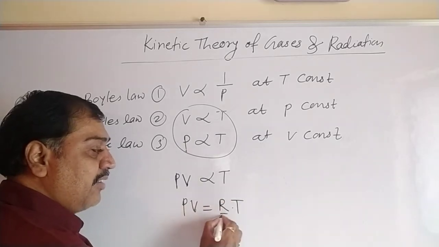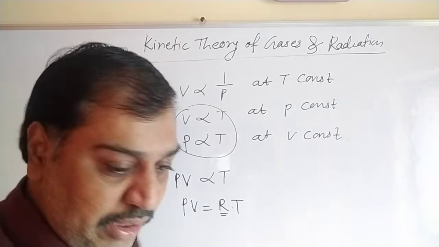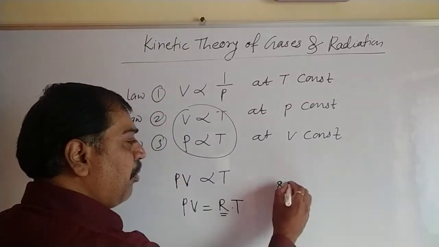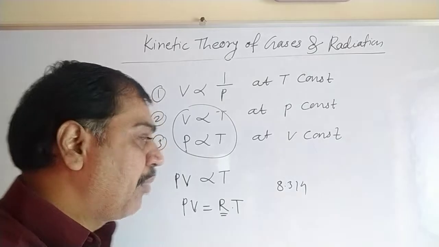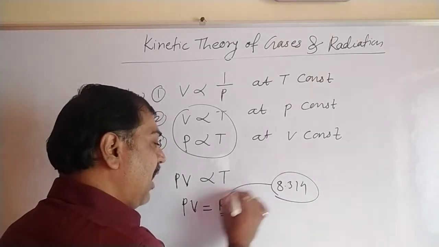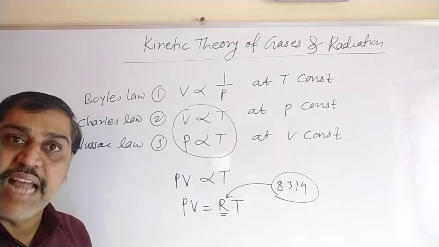This T, and this R is called the universal gas constant, and we know its value, as they have mentioned, 8.314 joule per mole per degree Kelvin. This is the value of R, and it is accepted universally, so it is said to be the universal gas constant.